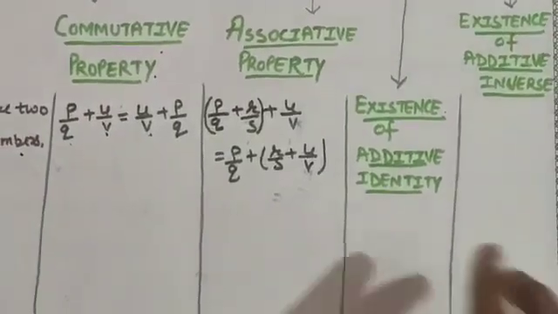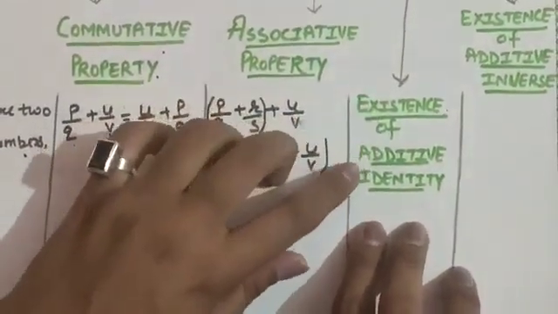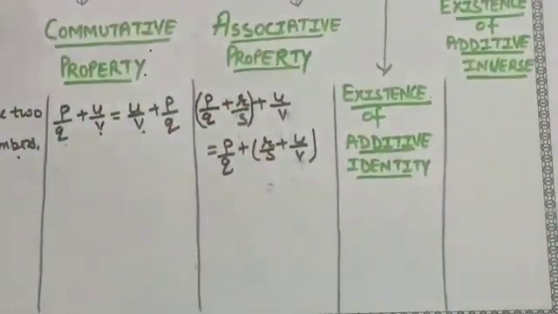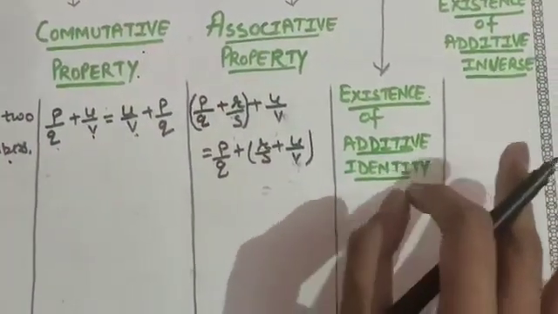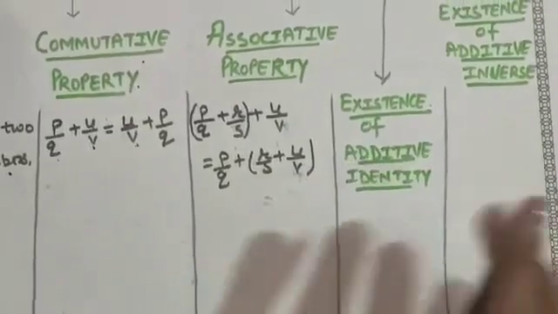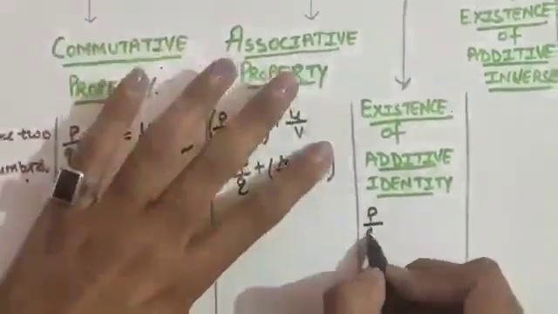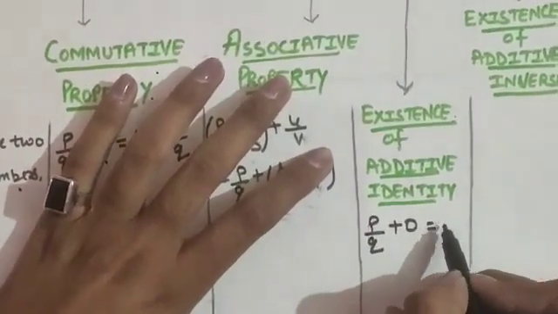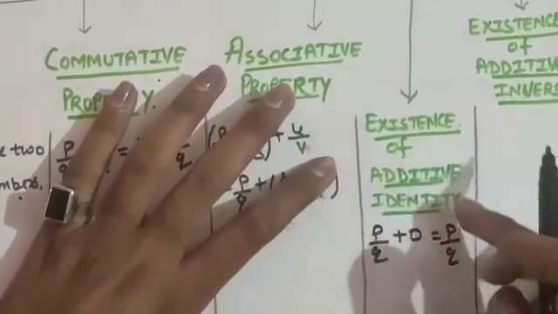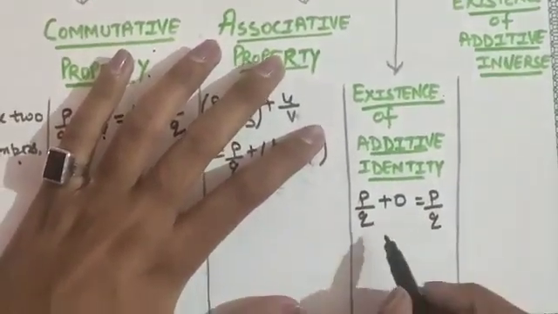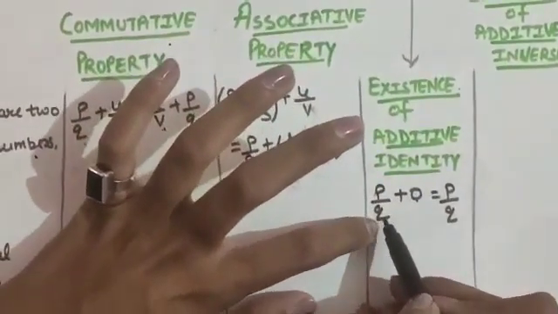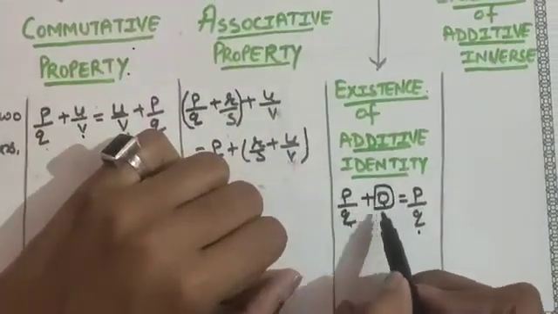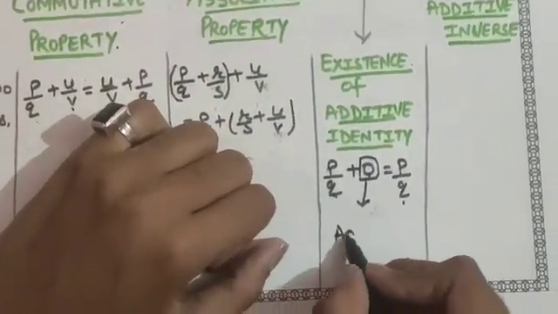Now we will come to the fourth property, which is existence of additive identity. This property says that the sum of any rational number and 0 is the rational number itself. Suppose p by q is a rational number, so we can add 0 to it, right? So the answer will be p by q. This is the existence of additive identity. Means you can add 0 to a rational number and the answer will be the same number. So 0 is the additive identity.